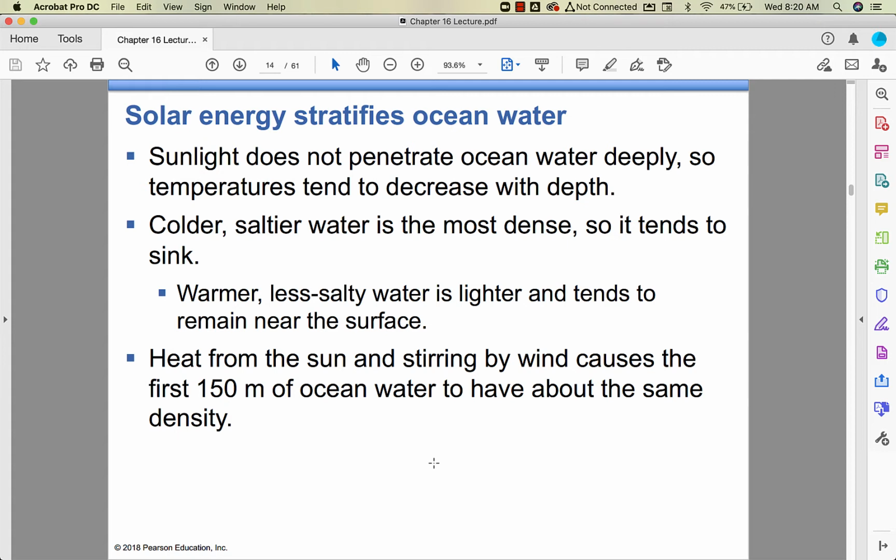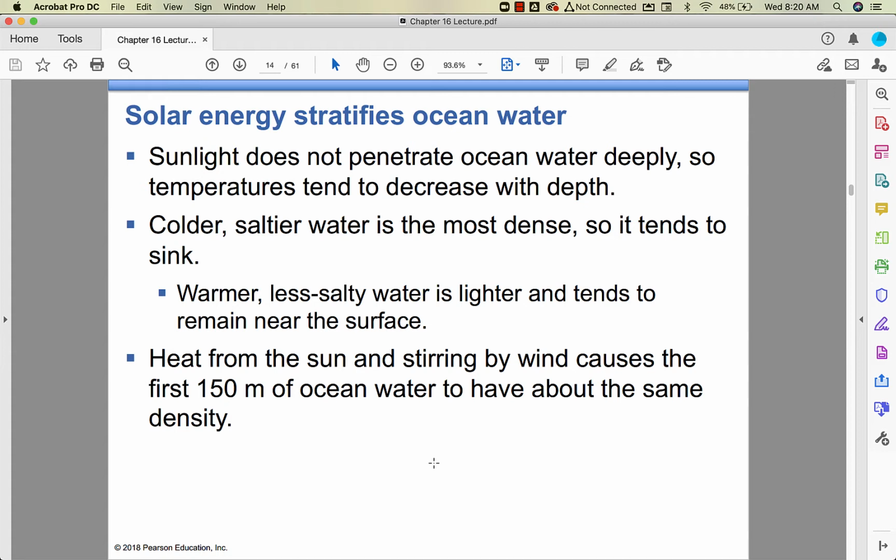The penetration of the sun will determine life and temperature as well. It doesn't go very deeply, so typically temperatures decrease with depth. So the coldest, saltiest water is going to sink, and that's going to be important for whole Earth circulation later on in the lecture. The warmer, less salty water is lighter, and it stays at the surface. So the ocean is stratified.